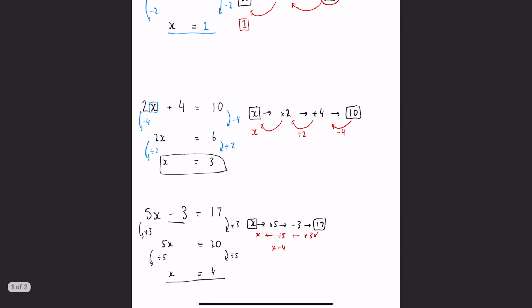Now this has covered most of the foundational content that you need to solve equations. In the next one we will discuss what to do when we've got x's on both sides, when brackets get involved and other things like that.